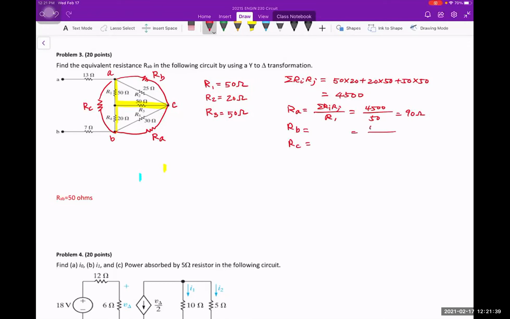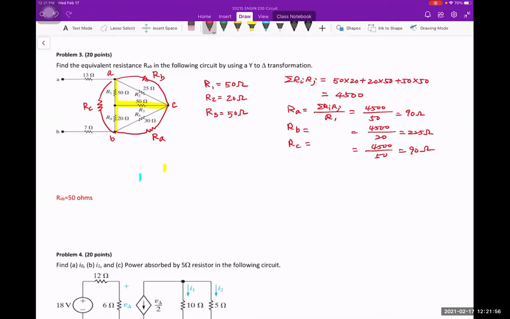RB is going to be 4,500 divided by 20. And this one is 4,500 divided by 50, which is 90. And this one here, you use the calculator, you'll get 225 ohm. Then you've got all these resistances.